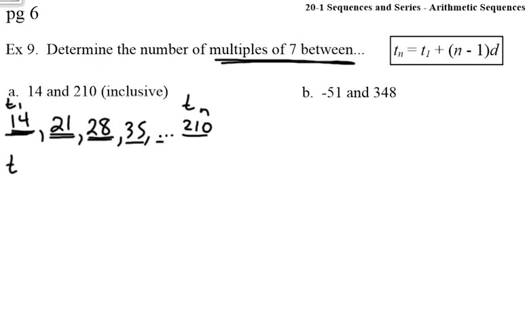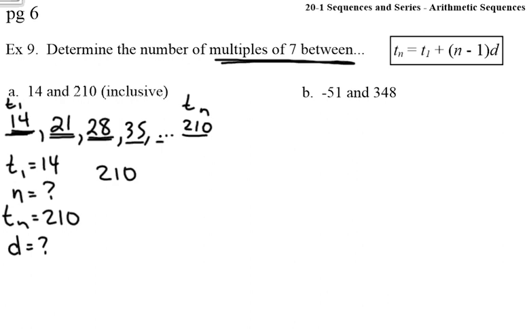So what do we know? T1 is 14. We don't know the number of terms. We know the last term is 210. What else do we know? T1, N, Tn. Is there anything else that we know here? I don't think so. So let's figure out what D is.